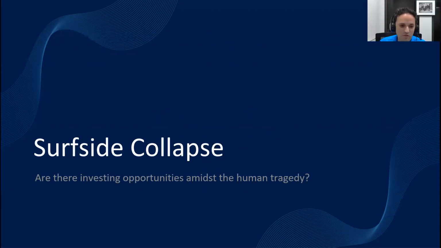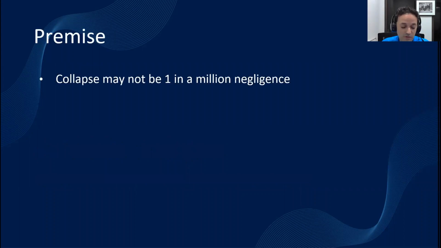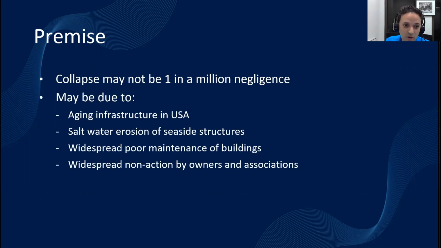So with that, I want to move to the Surfside collapse. I've been talking about this the last few days. Are there investing opportunities amidst this human tragedy? So here's the premise of this potential trade, or maybe even investment idea. What if this collapse is not a 1 in a million event based on negligence? What if it's possibly due to aging infrastructure in the United States, or saltwater erosion of seaside structures?